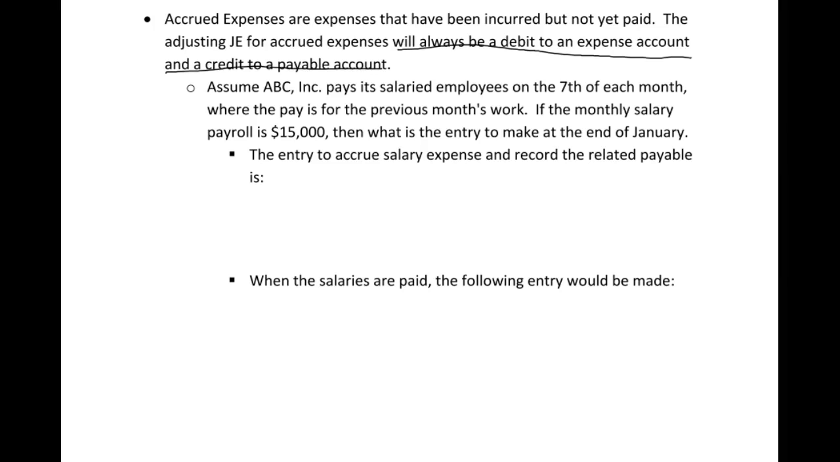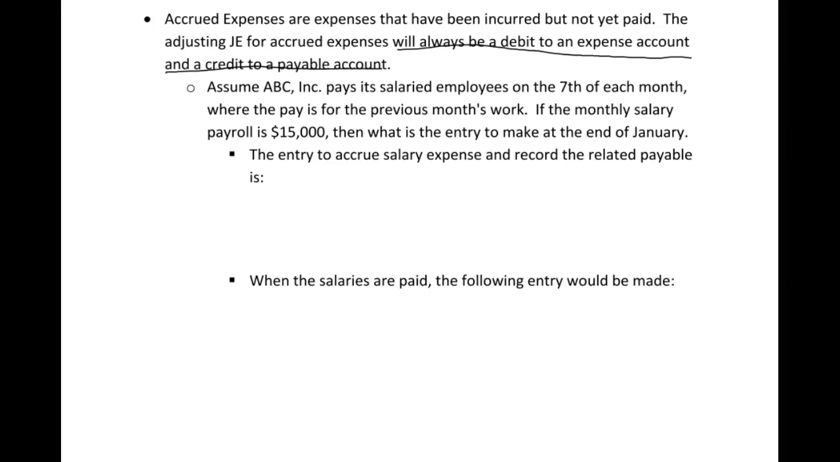So looking at this example, we have a company that pays its salaried employees on the 7th of each month, where the pay is for the previous month's work. So for example, if they work all of January, we will pay them February 7th. If they work all of February, we will pay them March 7th. However, remember the pay that we're going to give them, we want to make sure we record it in the correct time period for which they worked. So if the monthly salary is $15,000, what is the entry to make at the end of January? Remember, at the end of January, we have not paid them yet, but they have worked an entire month for us.